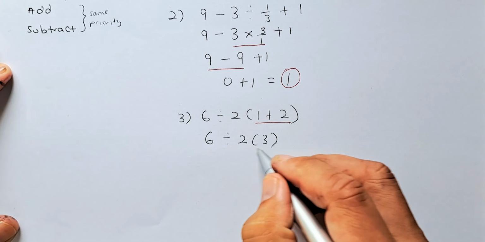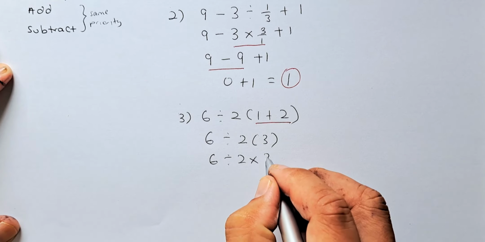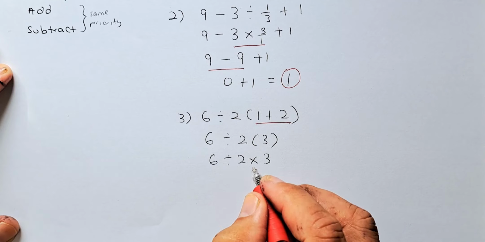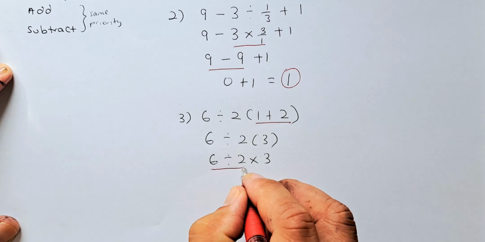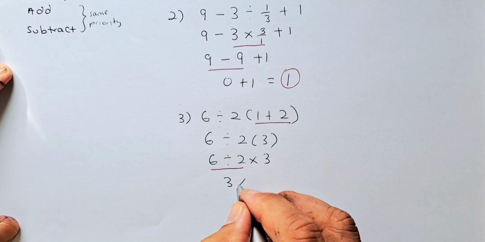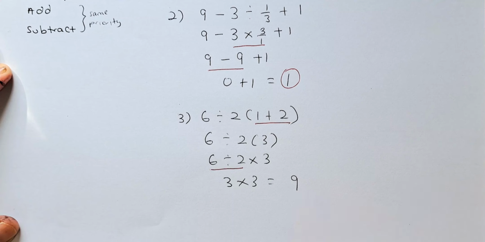Okay, this means, in mathematics, 6 divided by 2, multiplied by 3. Okay? So because there's a divide and multiply and they are the same priority, we have to do division first. So 6 divided by 2 is going to be 3 times 3, and the answer is going to be 9.